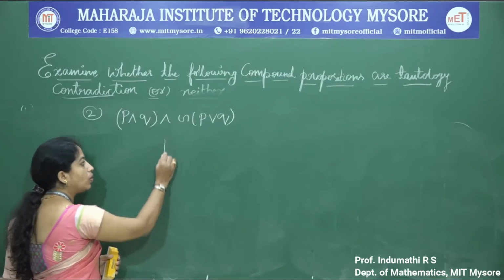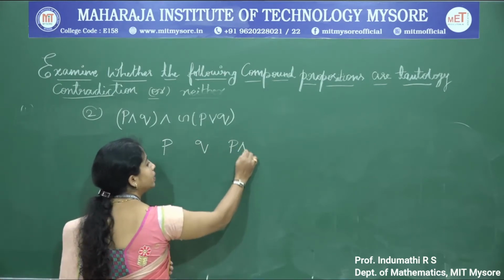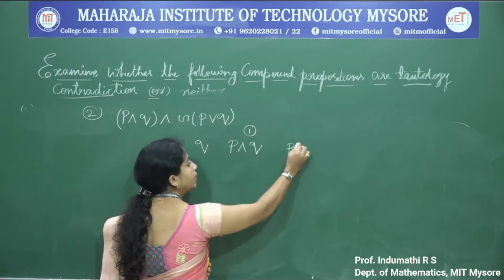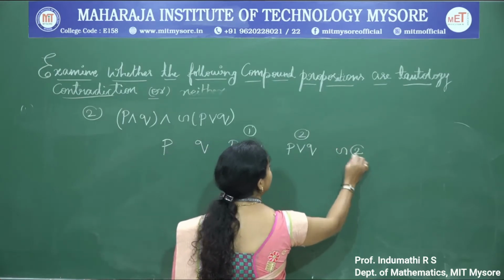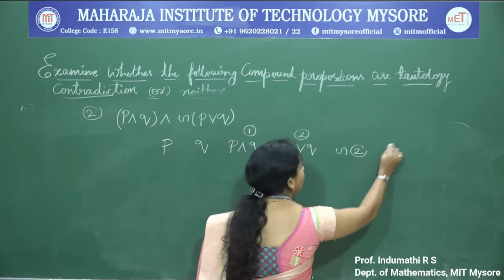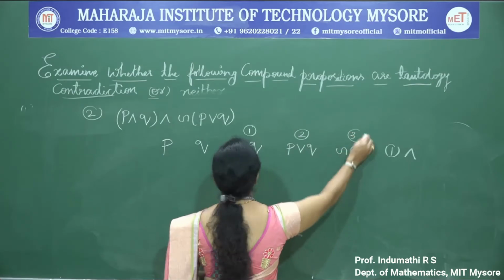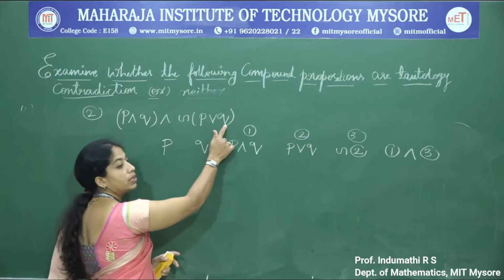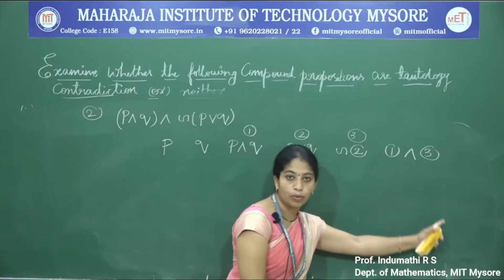Now first we have to write what are all the terms we need. Here we need P, Q. The next is P conjunction Q. Denote this by 1. The next is P disjunction Q. Denote this by 2. Negation of 2. We have denoted the negation of P disjunction Q by 3. 1 conjunction 3. This is the given compound proposition.